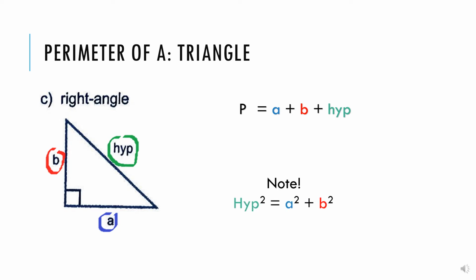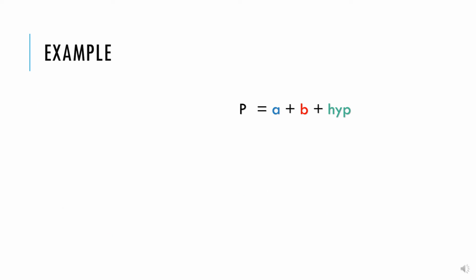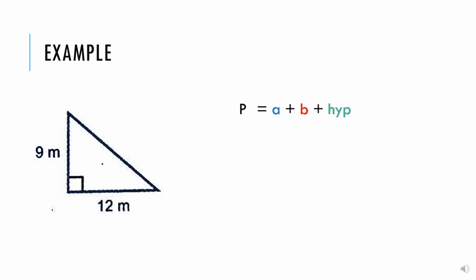Just take note that when one of the sides is unknown, we will have to make use of the theorem of Pythagoras. This is given as the hypotenuse squared is equal to a squared plus b squared. Now let's take a look at an example. They've given us a right triangle with a height of 9 meters and a base of 12 meters.